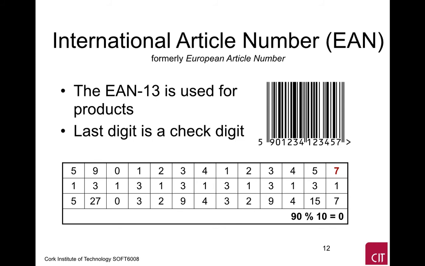So to calculate the EAN, you can see it's inspired by the Luhn algorithm, but here you multiply every second digit by 3. So some get multiplied by 1. The first one gets multiplied by 1, the next one gets multiplied by 3, the next one by 1, the next one by 3, the next one by 1, the next one by 3.